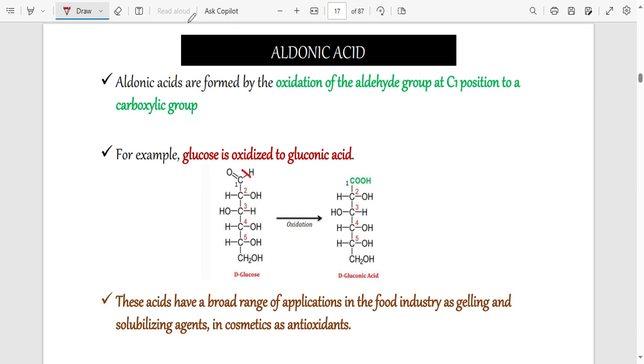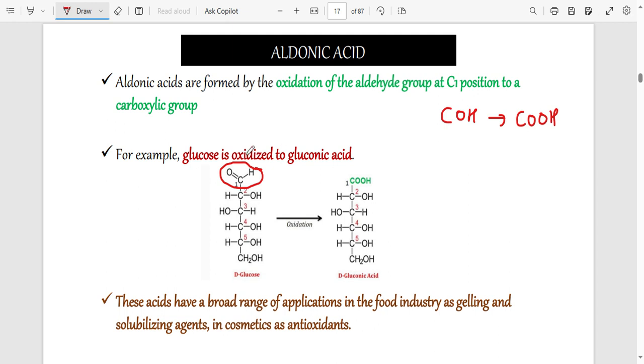Please understand. Look at this. This was an aldehyde group. What was the functional group? It was COH. It has now become COOH. What did we say? Every time something happens like that, we gain an oxygen. That is known as oxidation. Specifically for aldonic, it is at carbon number 1.